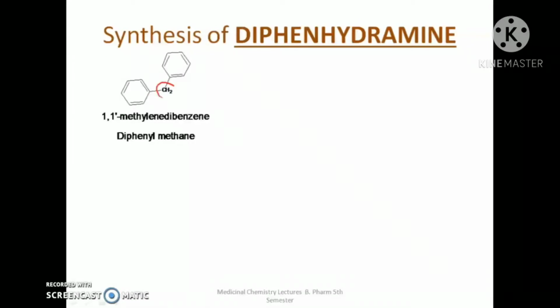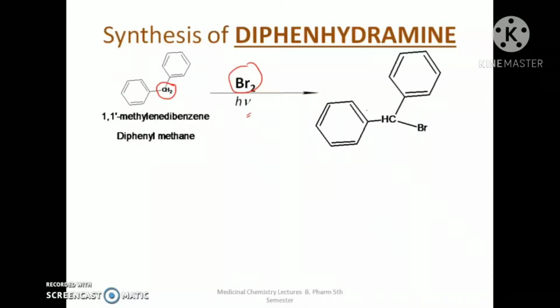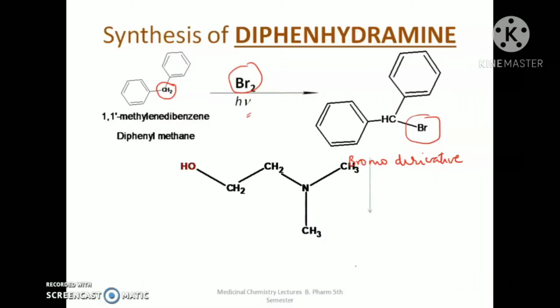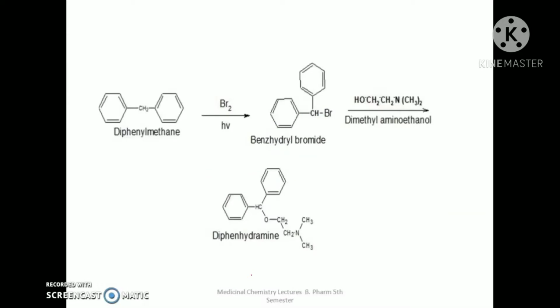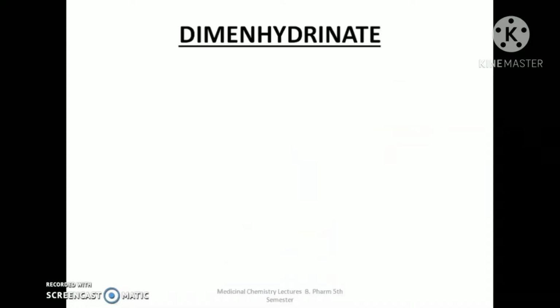It is a two-step reaction. The first step is the bromination of diphenylmethane. It is a free radical substitution reaction. Bromination takes place in the presence of ultraviolet radiation. The hydrogen atom of the methylene group is replaced by a bromine atom to form benzhydryl bromide. Then in the second step, a substitution reaction takes place where it is treated with dimethylaminoethanol to form diphenhydramine. So that's all about the synthesis of diphenhydramine.